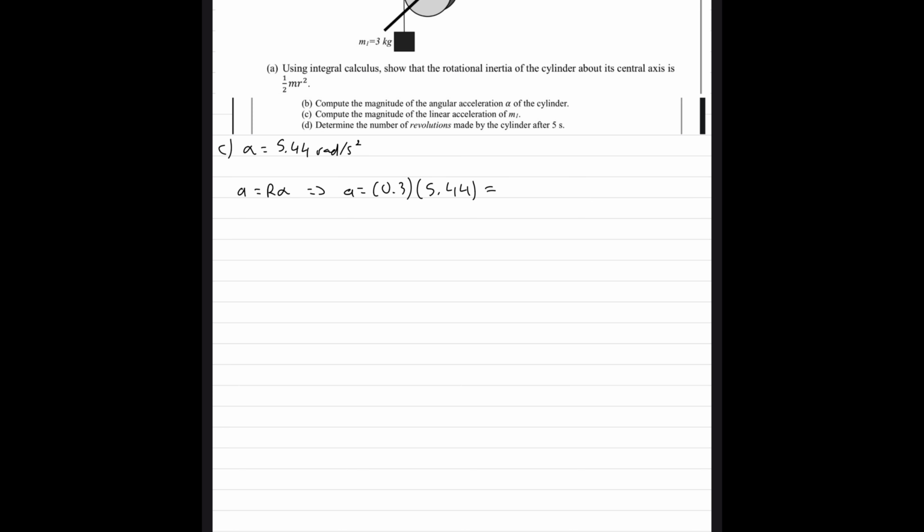To get 1.63 meter per second squared. Right. And then for part D, revolution after 5 seconds.